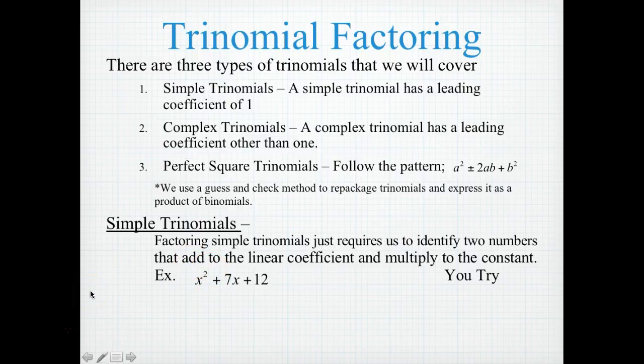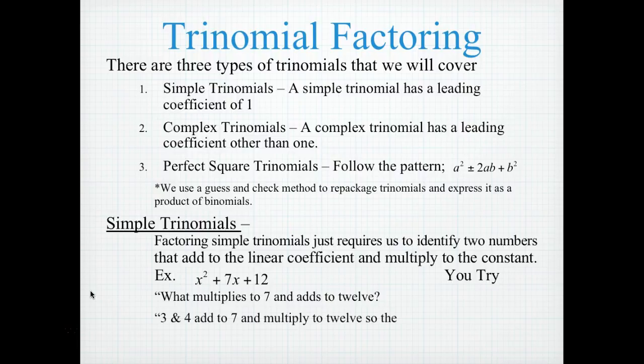So we're just looking for two numbers that add to the linear coefficient, which is 7, and multiply to the constant, which is 12. So what multiplies to 12 and adds to 7? In this case, 3 and 4 fit that requirement. So we end up with x plus 3 times x plus 4. And that's our answer.